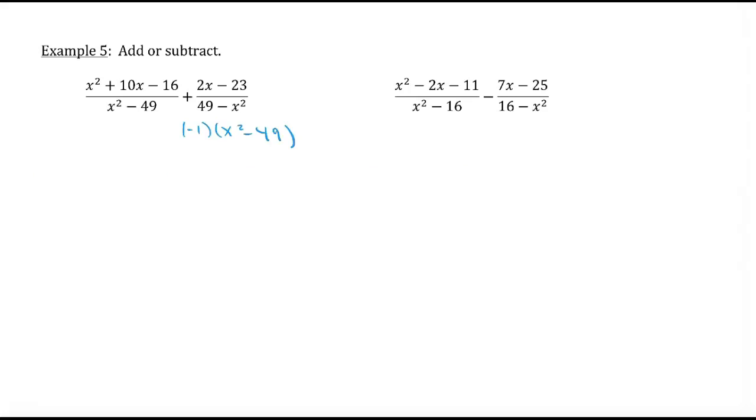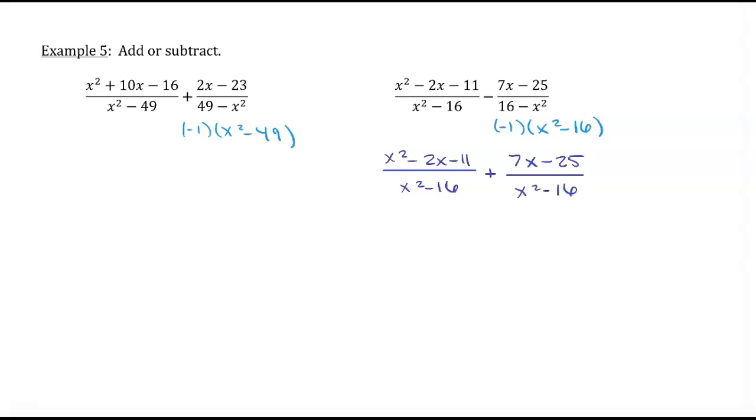We again have opposites as our denominators. So we'll consider that 16 minus x squared could be rewritten as negative 1 times x squared minus 16. And multiplying the second term of this expression by negative 1, we have x squared minus 2x minus 11 over x squared minus 16 plus 7x minus 25 over x squared minus 16. And now that we have a common denominator, we can combine the numerators.